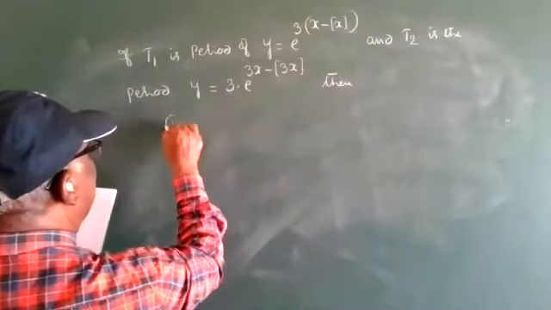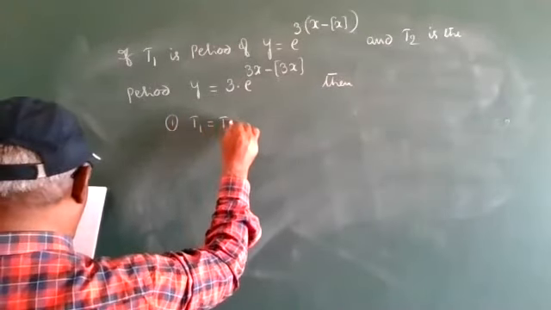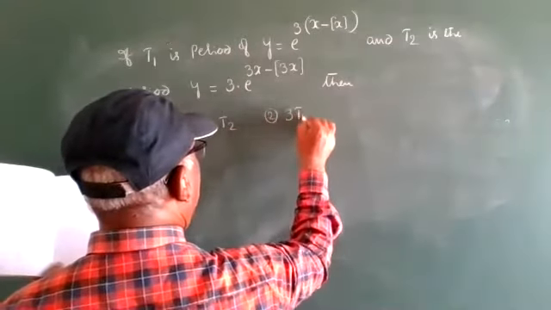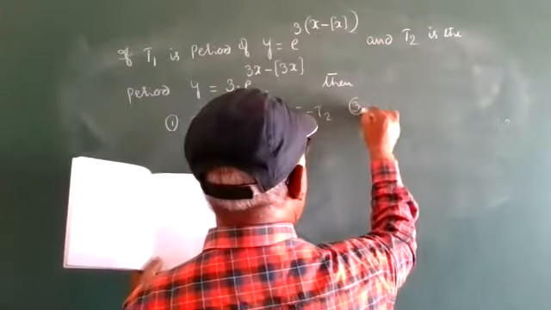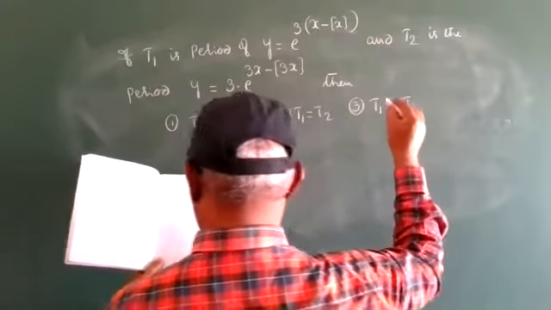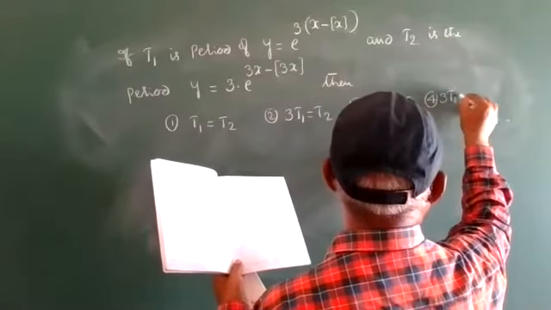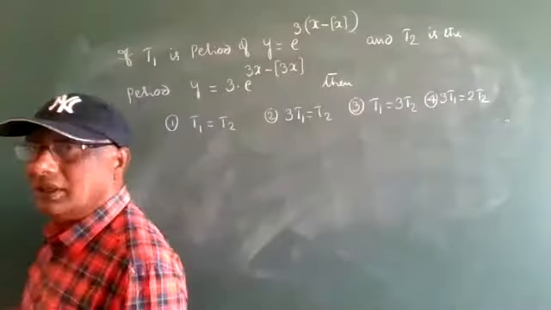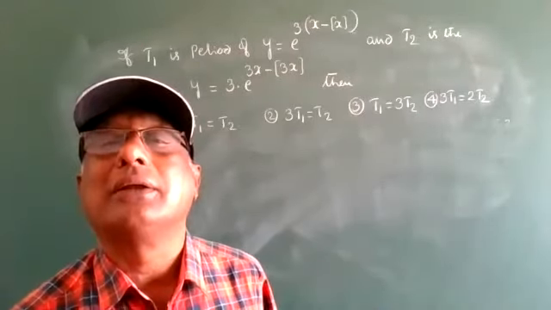The first option is T1 is equal to T2. Second option is 3T1 is equal to T2. Third option is T1 is equal to 3T2. Fourth option is 3T1 is equal to 2T2. These are the given options. Everyone observe.